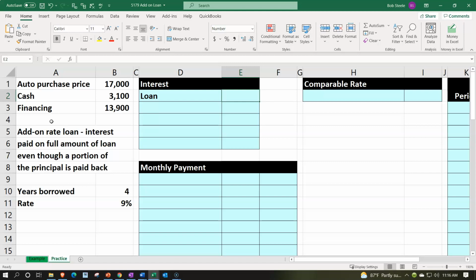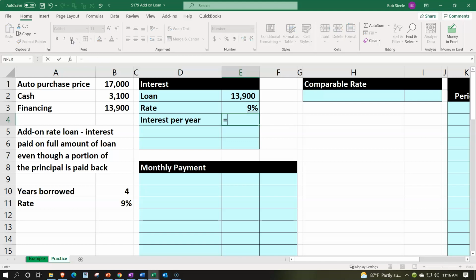So we'll say loan is going to be equal to the $13,900. The interest rate is going to be equal, we said, to the 9% down here, and then we'll make that a percent by going to the number group, percent, and define it, font group, and underline it. And that's going to be the interest for a year. So we'll call that interest per year. Multiplying that out, this is going to be equal to the $13,900 times the 9%. That's going to be about $1,251.